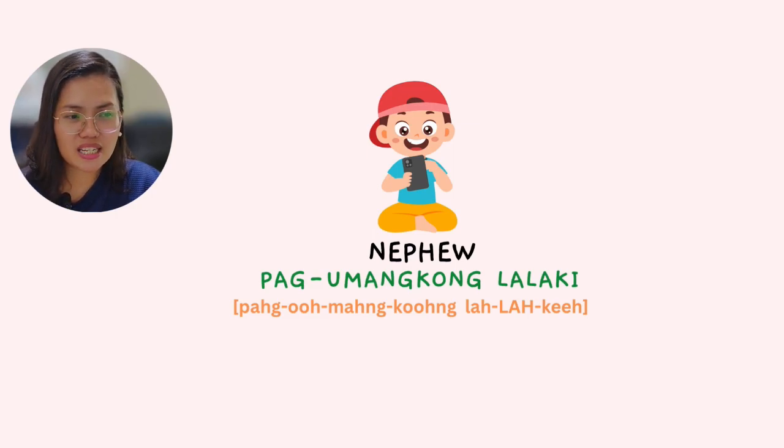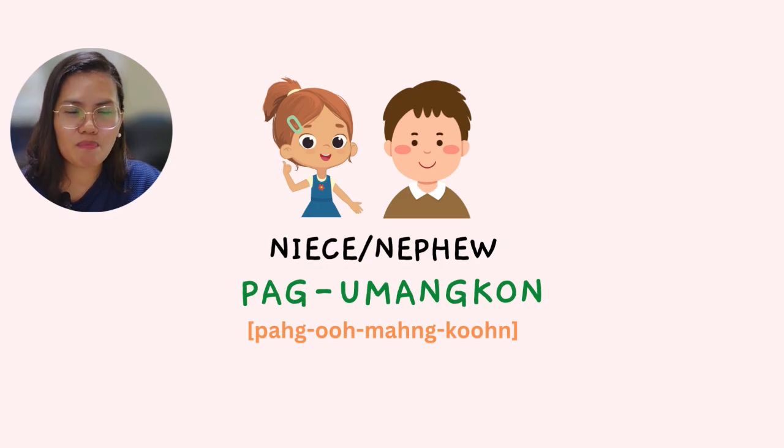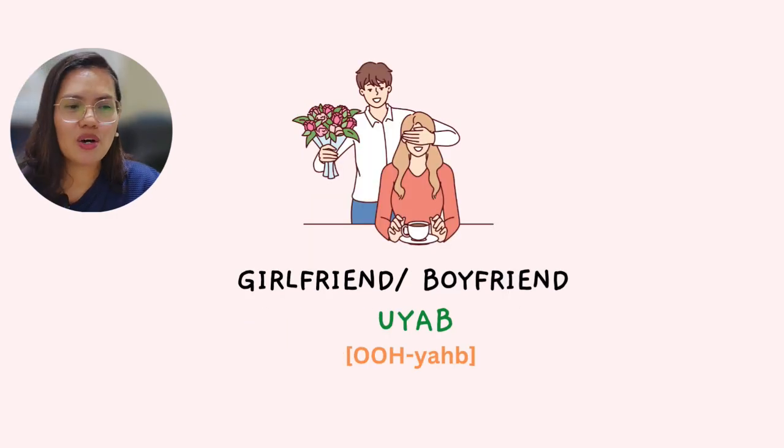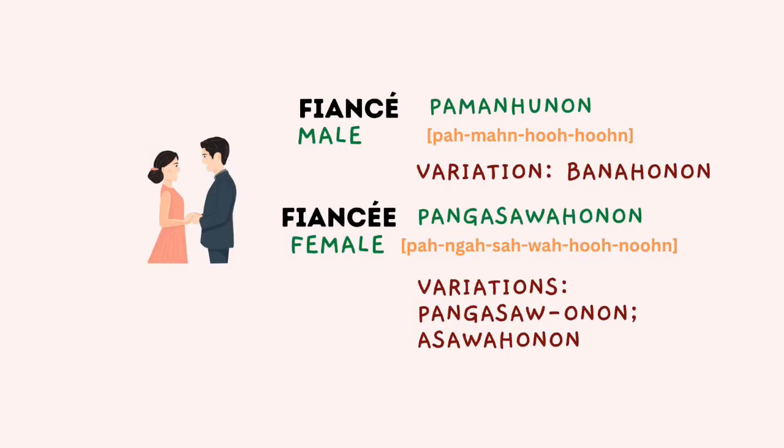Next one, niece or nephew. Pagumangkon. Okay? Next word, girlfriend or boyfriend. We call it uyab. Fiancé. Male. Pamanhonon.